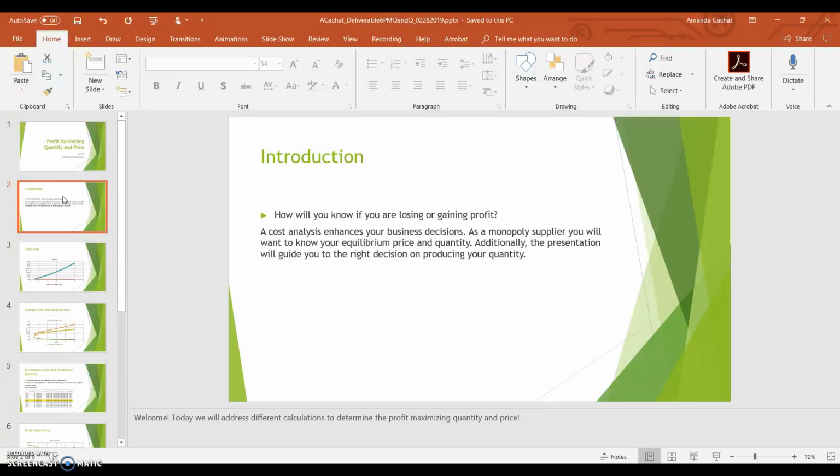As a monopoly supplier, you will want to know your equilibrium price and quantity. Additionally, the presentation will guide you to the right decision on producing your quantity. So today we'll address different calculations to determine the profit, maximizing quantity, and price.